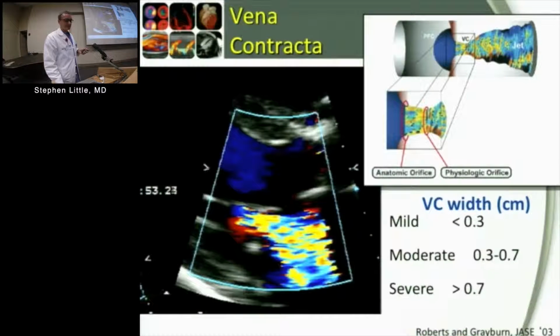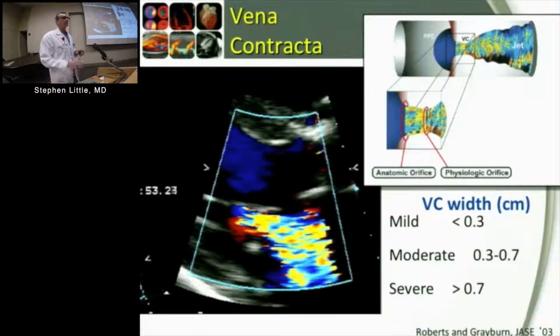The vena contracta concept is in this little graphic. You've got a flow convergence. You've got a contracted flow after it goes through the orifice, so just distal to the orifice. The anatomic orifice is here. The physiologic orifice is a little bit downstream and always a tiny bit smaller.